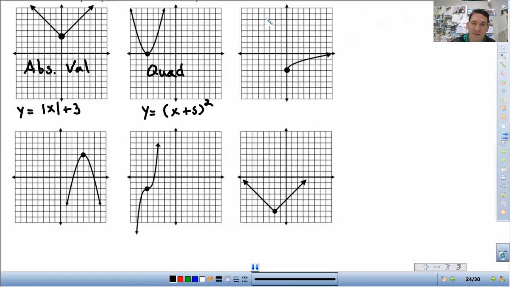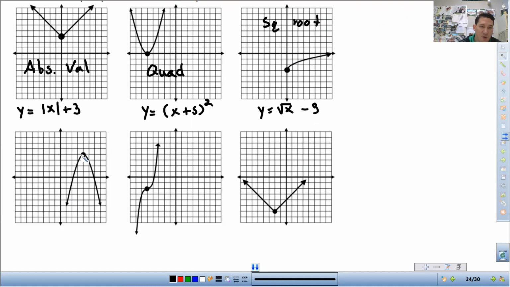This one, that's half. This is a square root function, and it's shifted down 1, 2, 3. So here, y is equal to the square root of x, nothing inside the square root with the x, and it's just -3.